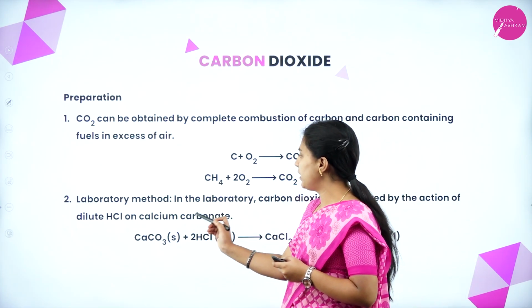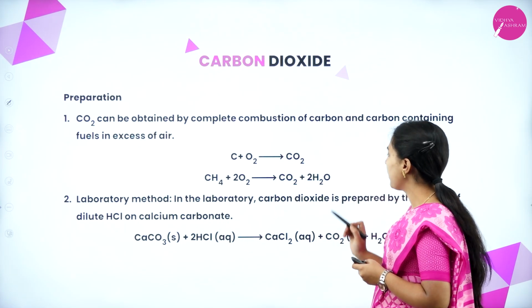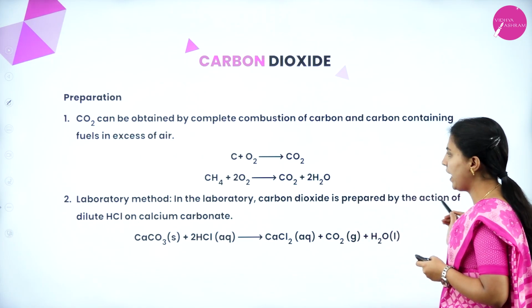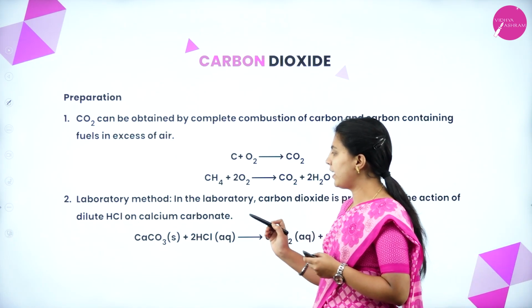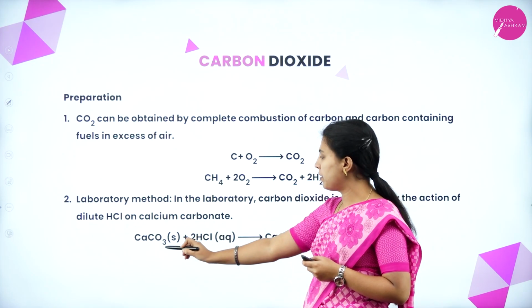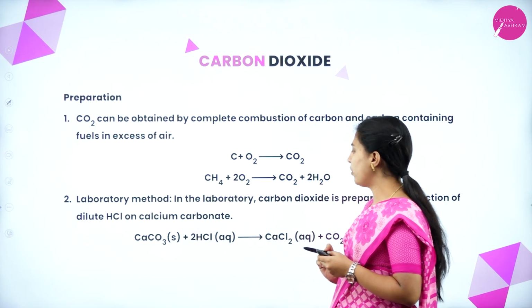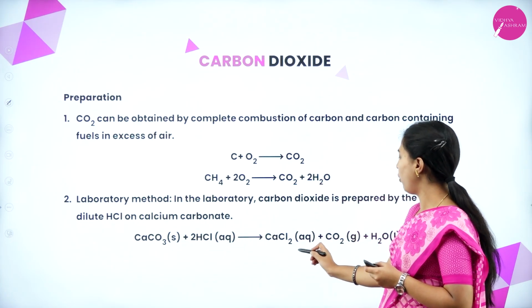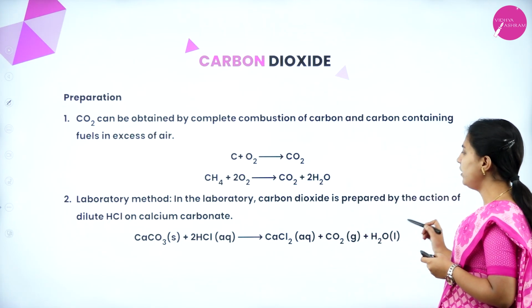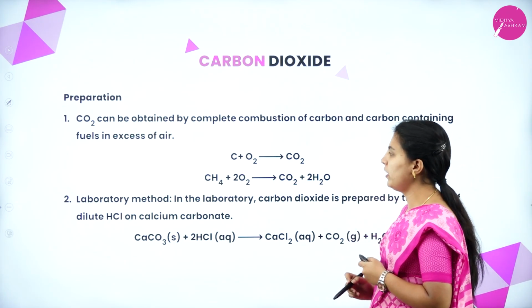Next, the laboratory method. In the laboratory method, carbon dioxide is prepared by the action of dilute HCl on calcium carbonate. Calcium carbonate is treated with hydrochloric acid. It will form calcium chloride, carbon dioxide and water. This is the laboratory method.